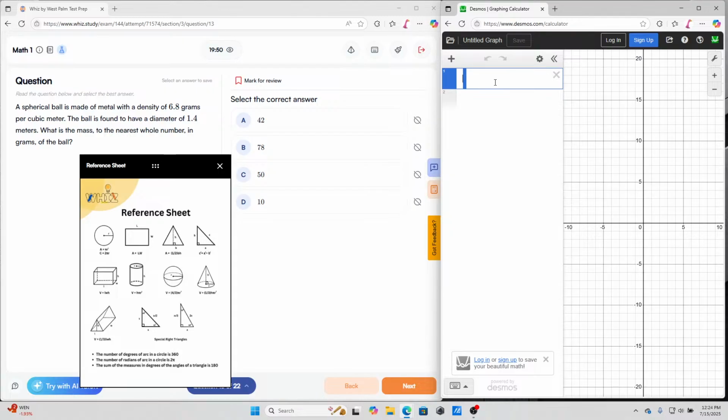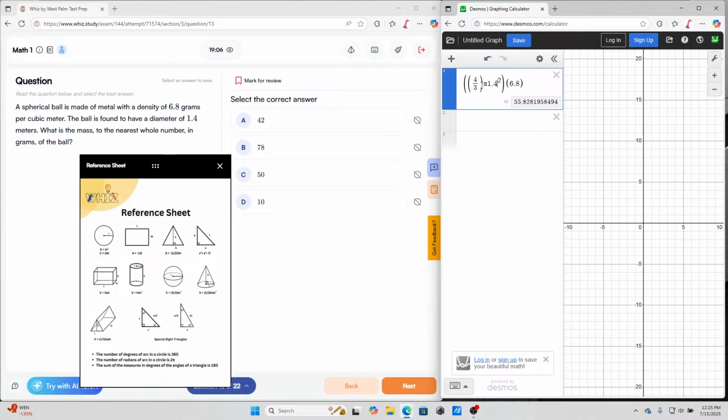So we need to find the volume of this sphere. So 4/3 pi 6.8 squared. Wait, no, not 6.8. 1.4 squared. And then times 6.8, 55. It's not an answer choice. 4/3 pi r squared. Why isn't this working here? Should work.